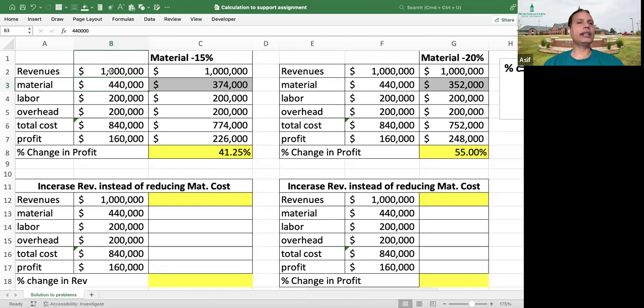For instance, maybe one option is that you increase the revenues. So how much revenue should be increased to get this profit that's 226,000, which means the increased profit? But instead of reducing material cost, we cannot reduce material cost, but we want to increase our revenues. So of course, we can always do calculation. We know the formula for profit is equal to revenues minus total cost. But I want to introduce you to another function that's meant to make these type of calculations.